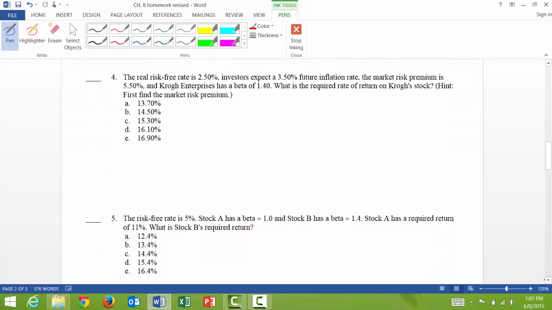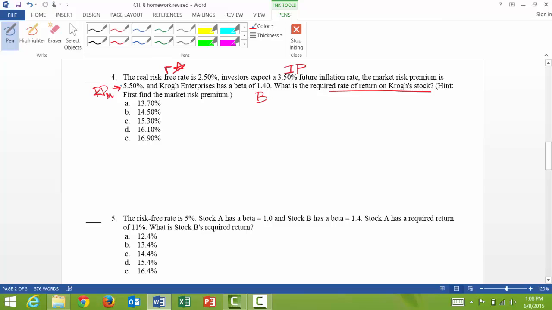Okay, so the next question is, what's the required rate of return on Krog's stock? So it says the real risk-free rate is 2.5%. So if you remember from chapter 6, I believe, that's R star. And investors expect a 3.5% future inflation rate. And if you remember, that was the inflation premium. It says the market risk premium is 5.5%. And Krog Enterprises has a beta of 1.4.